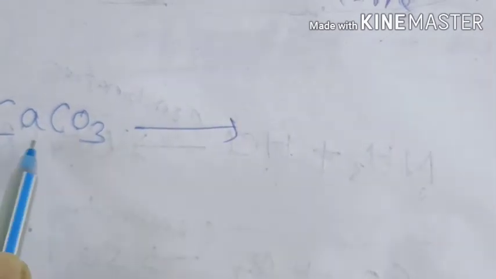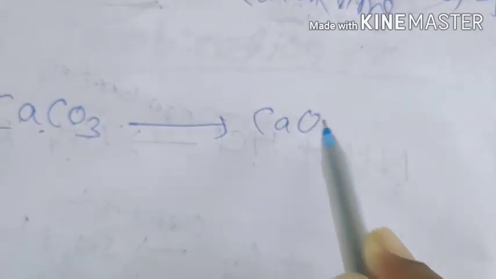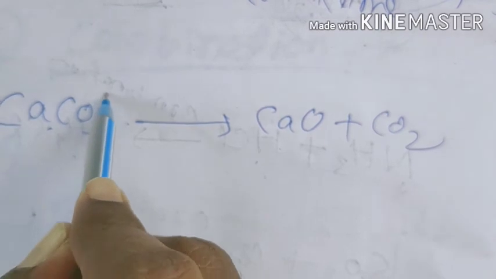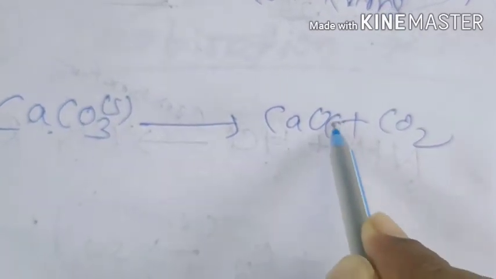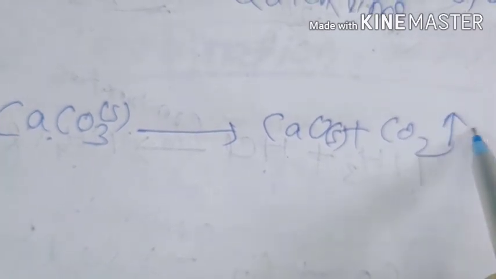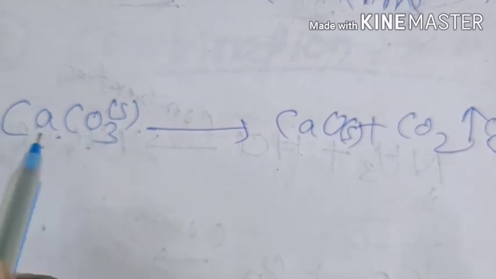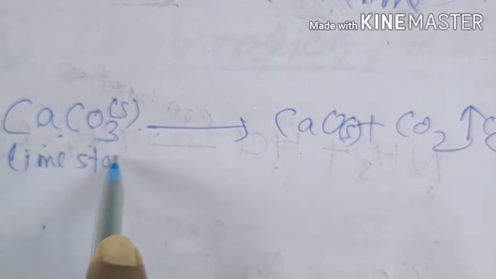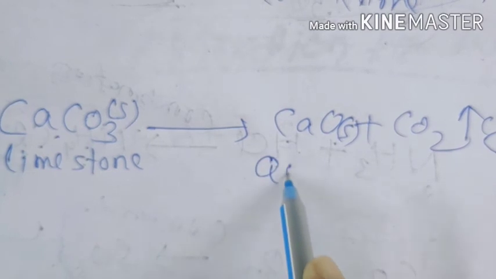When we apply heat on calcium carbonate, it produces calcium oxide and carbon dioxide gas. Calcium carbonate is in the solid state, calcium oxide is also in the solid state, and carbon dioxide is released in the gaseous state. Calcium carbonate is also called limestone. Calcium oxide is known as quicklime.